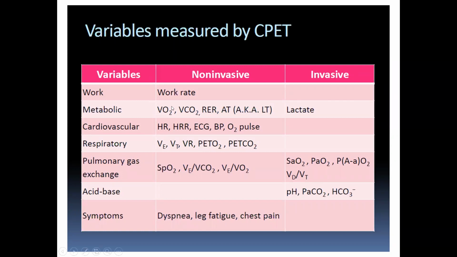So the things we need to go over: what is peak VO2? VCO2, I already showed you, is the carbon dioxide production. RER is known as the respiratory exchange ratio.